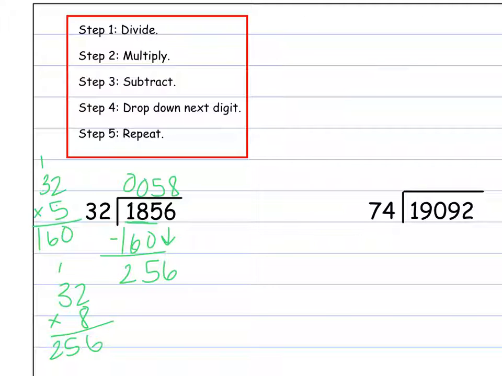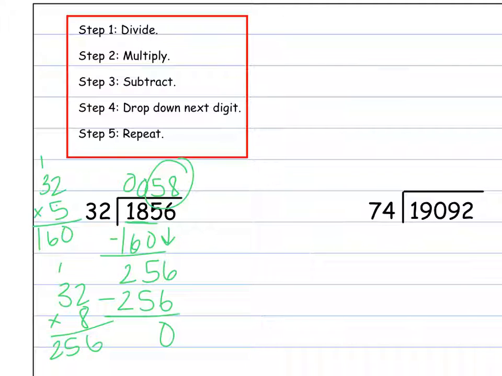Step 2, multiply. 8 times 32, we just found out was 256. Step 3 tells me to subtract. 256 minus 256 is 0. Step 4, drop down next digit. There's nothing else to drop down, so my answer is 58.